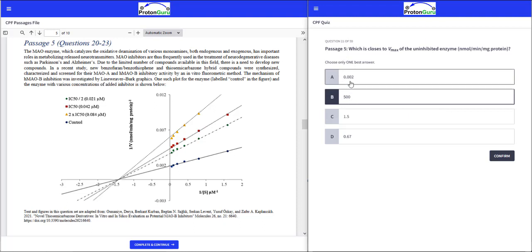You'll notice they've got 0.002 as a distractor, but you'll have to know that's a reciprocal of that particular unit. It even says 1 over V in this article, so that could even cue you in, but don't rely on that being there. Just you'll have to know that that point where it crosses is 1 over Vmax.